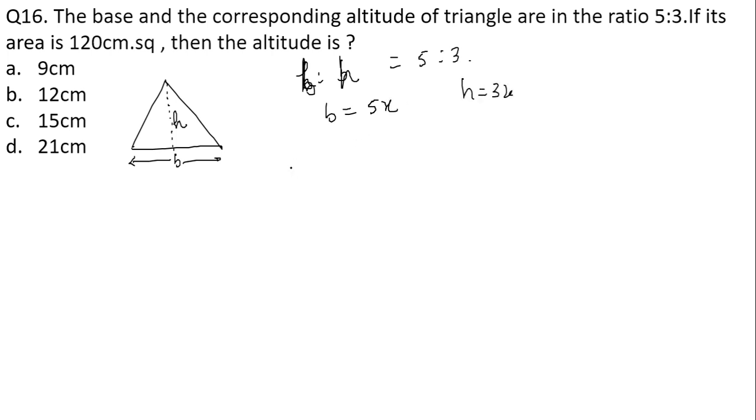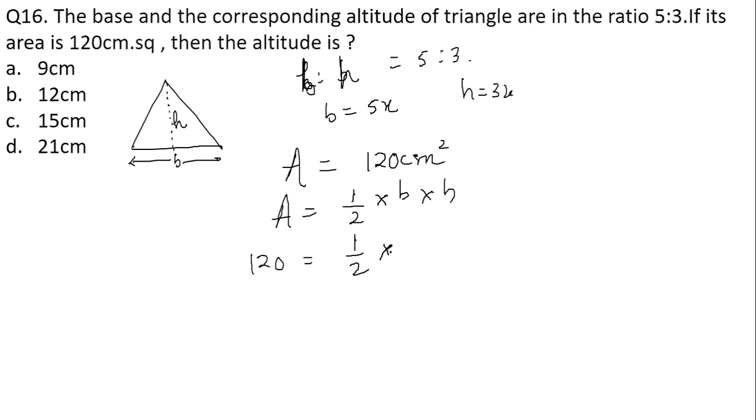And other thing that we know that the area of triangle is also mentioned, that is equal to 120 centimeters square. And area's formula is equals to half of base into height. We know the area 120 centimeters square, half base is also given 5x and height is equal to 3x. So just solve this, we will get 120 is equal to 15x square upon 2.